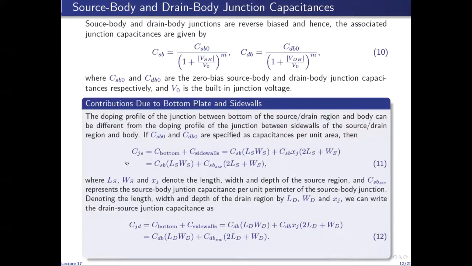We can carry out a similar analysis for the drain side as well, in which we denote the length, width, and depth of the drain region by LD, WD, and xj respectively, and then we obtain analogous expressions. We can obtain similar expressions for the total junction capacitance between drain and body like this.